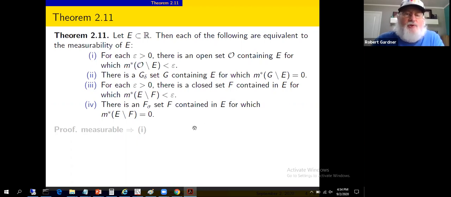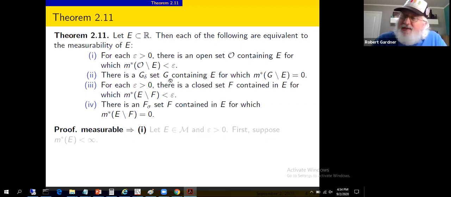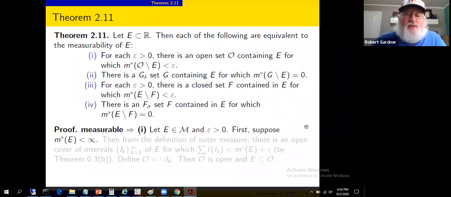Okay, so first we're going to show that if E is measurable, then property 1 happens. Property 1 is where we cover set E with an open set O, called an outer approximation, ultimately, and we show the set difference is small. Part 2, we cover set E with a G delta set and show the set difference is 0. All right, so suppose E is measurable, let epsilon be greater than 0. We're going to break this into a couple of cases. First, suppose E has finite measure. We'll take care of E having infinite measure in a second.